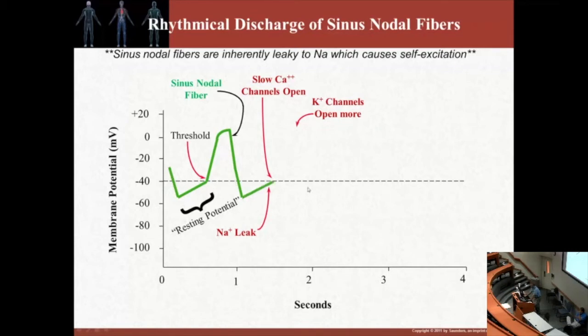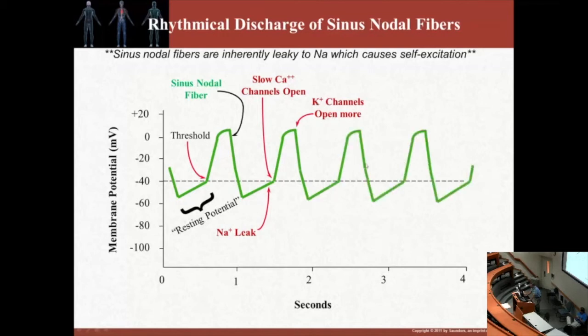Here's the threshold at minus 40 millivolts. At this point the sodium is leaking into these cells, and that is bringing the potential up. At this specific point, you've got calcium channels beginning to open, and that gives way to the potassium channels opening, which increases the membrane potential into the positive. Then we've got a decrease after these potassium channels have opened, and the process repeats again. This tracing is very specific to the SA node. These fibers are inherently leaky to sodium, and that is what drives the self-excitation in terms of pacemaker activity.